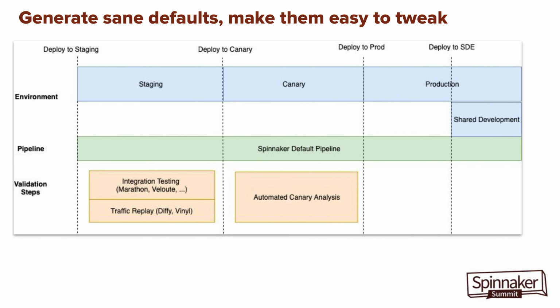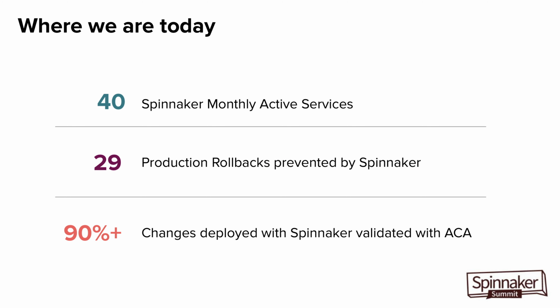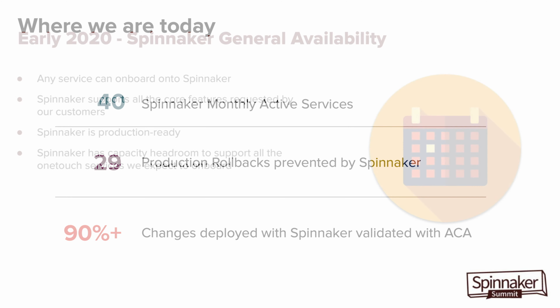What we also do is we want to generate sane defaults. So we generate a nice default pipeline: staging, canary, production, and then we also give you all of the integration testing frameworks out of the box. So where are we today? We have 40-ish services on Spinnaker. We're about to GA in February. We've already caught 29 incidents that would have been a production rollback if they had gone through, and 90% of our changes on Spinnaker are validated by automated canary analysis.